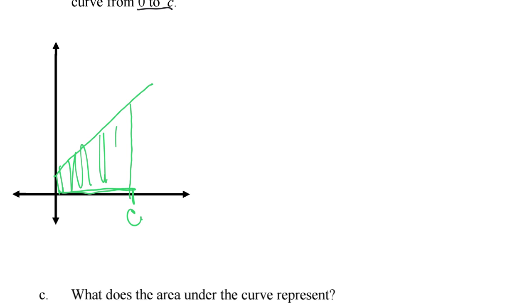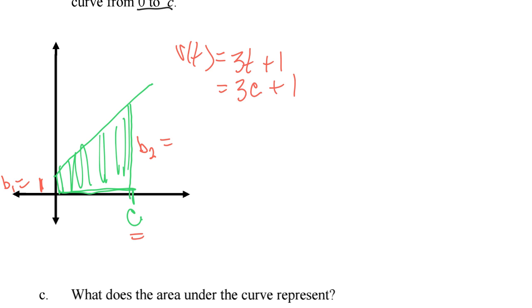Well, what do I know? Okay, again, we're looking at this trapezoid, so I know that my distance on my y-axis is 1. Before I had 4, and how did I find that? So base 1 is still 1. How did I find base 2? I plugged in 4 to my expression. Remember, our v of t is equal to 3t plus 1. Well, now I don't know what my value is. It's not 4. It's just c. So I know that this expression is going to be 3c plus 1. So base 2 is 3c plus 1.